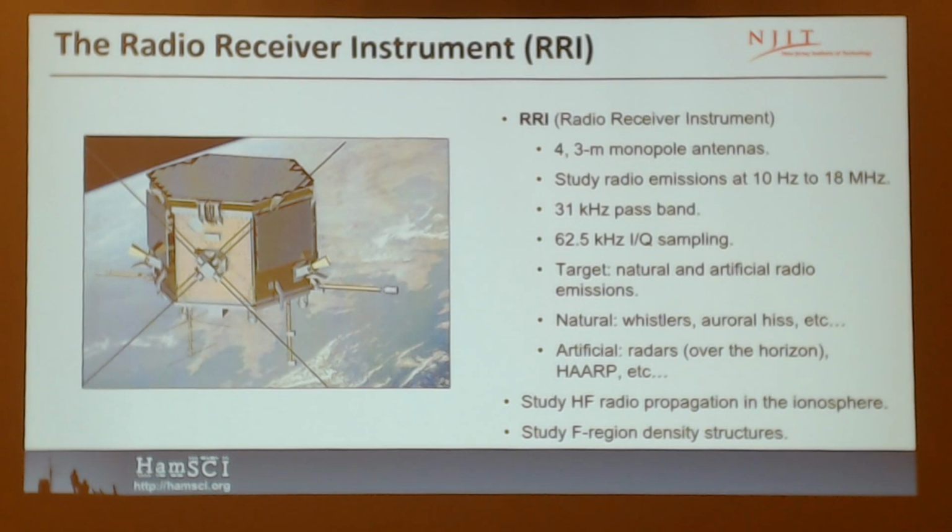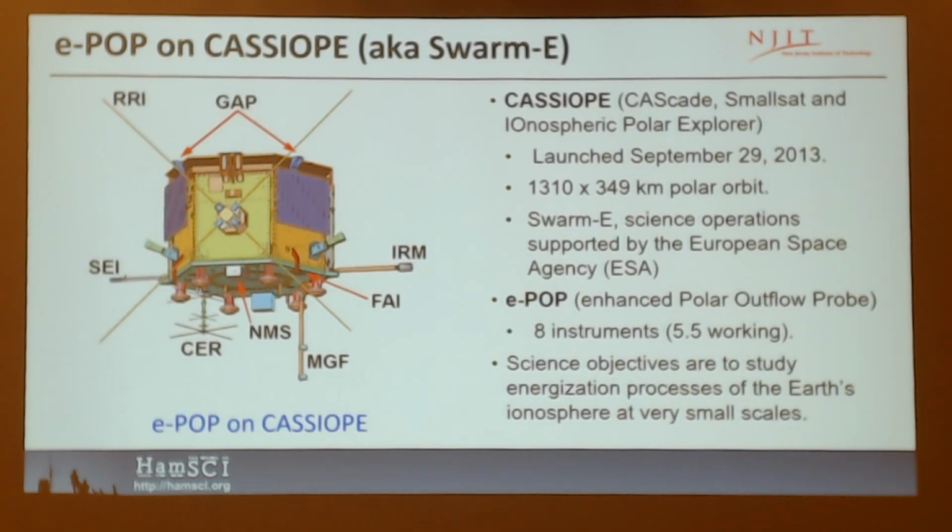Okay, so actually, you should go back. 8 instruments, 5.5 are still working. And the instrument I'm going to be talking about here is RRI, the radio receiver instrument. It's 4 3-meter monopole antennas here.